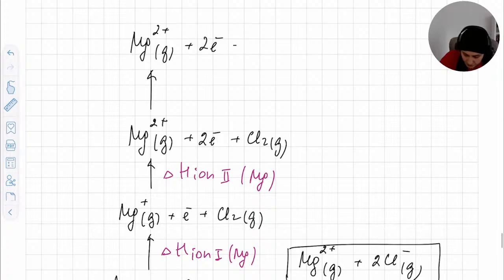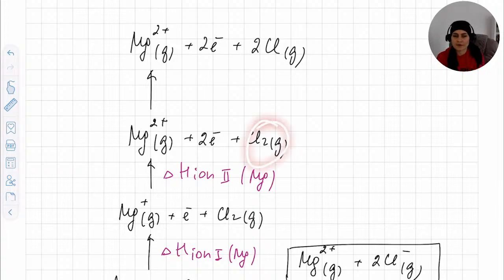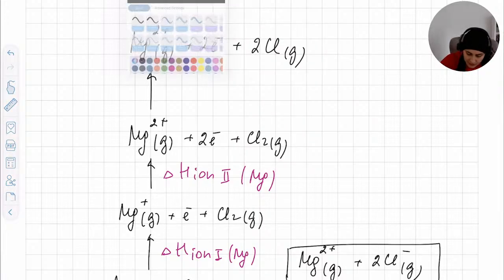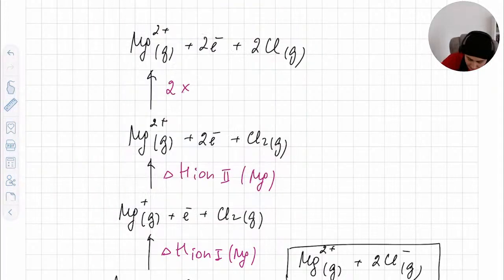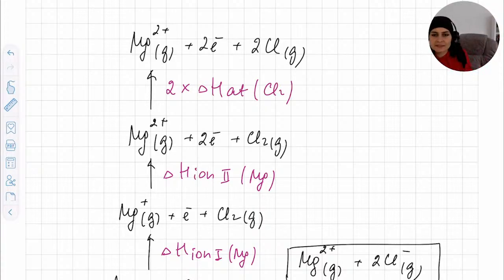Now, what are we doing with chlorine? We are forming 2Cl gas. Why 2? Because we had Cl2, not half Cl2. So if you split a gaseous chlorine molecule into atoms, you get 2Cl gas atoms. That must be balanced, and it is balanced. Since you're forming 2Cl gas, it's 2 atomizations of chlorine. By definition, atomization of chlorine is when 1 mole of gaseous chlorine atoms is formed. We formed 2 moles of gaseous chlorine atoms. That's why it's 2 times atomization.